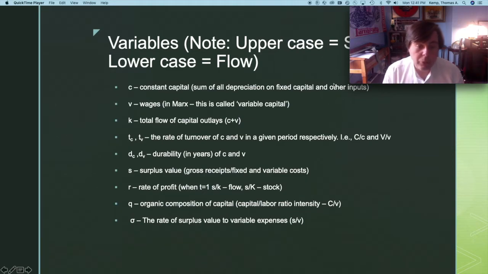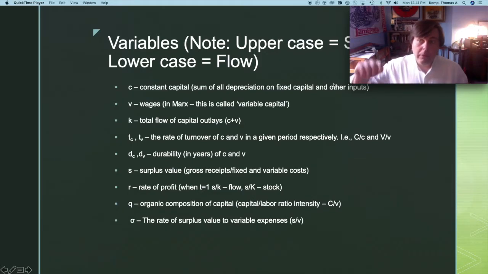So Q is the organic composition of capital, and this is essentially the capital to labor ratio intensity. It tells us what share of capital to labor production uses, in particular the stock of capital to the flow of variable labor costs, or uppercase C over lowercase v.